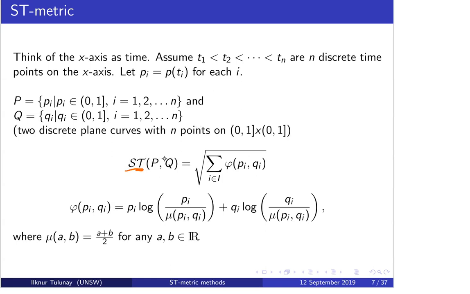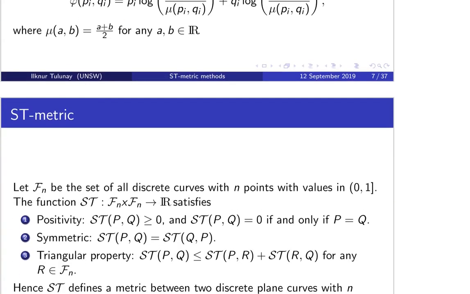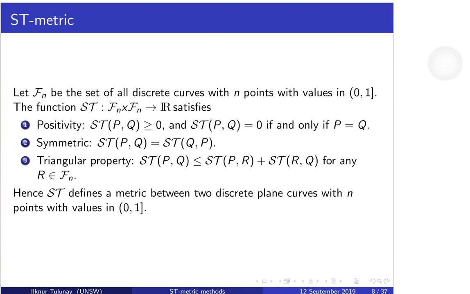So this is a real metric. It is always positive, and it is zero exactly when the points P and Q are the same. It is symmetric, and it also has the triangle property.